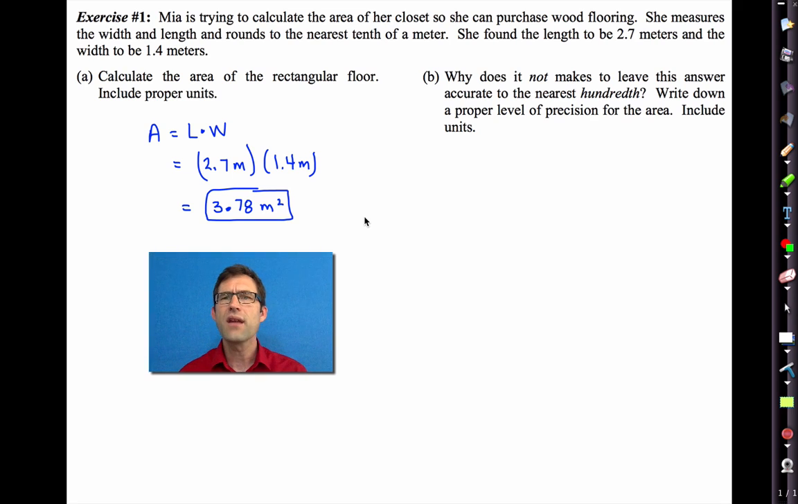Letter B. Why does it not make sense to leave this? Yeah, that doesn't make any sense. So wait, let me reword this on the fly. Why does it not make sense to leave this answer accurate to the nearest hundredth? Write down a proper level of precision for this area, include units. Okay? So think about that for a moment. Why does it not make sense to say that the area is 3.78 square meters? And let me be very clear, why does it not make sense to make it that precise, to take it out to the nearest hundredth? Pause the video and think about that for a moment.